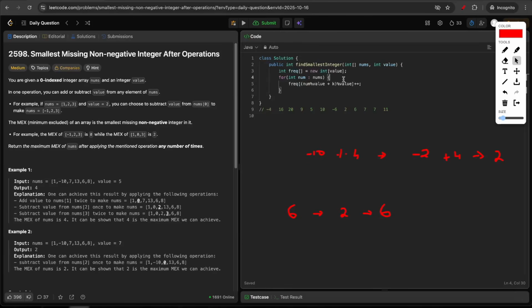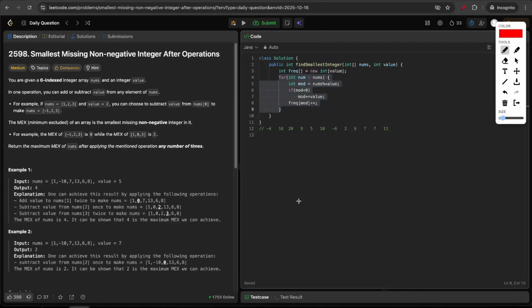Or to just keep it simple, let's just take it like this: mod equal to nums percentage value, and if this mod is less than 0, mod plus equal to value. So this is the short form. So we can also use this just to be a bit more clear. So frequency of mod plus plus. So by doing this, we are calculating the frequency of all these numbers.